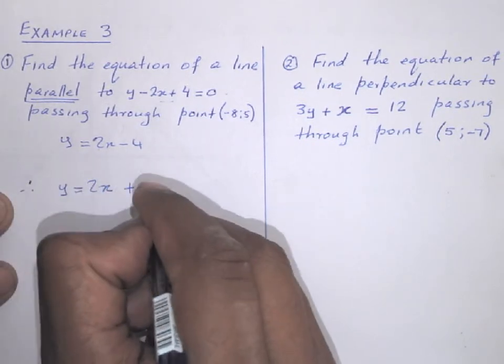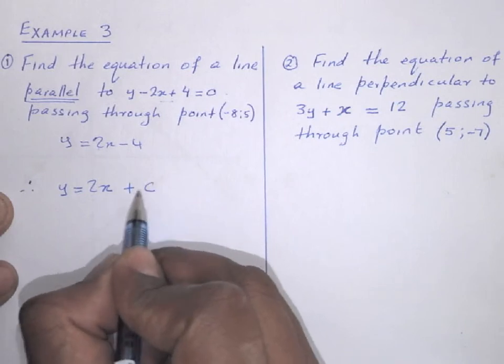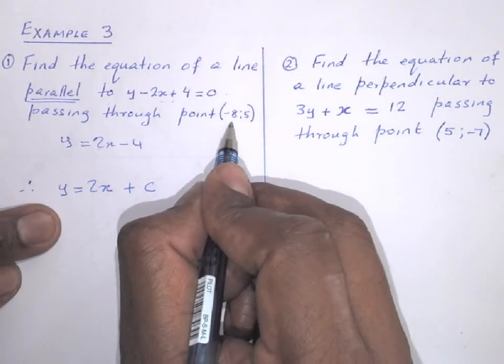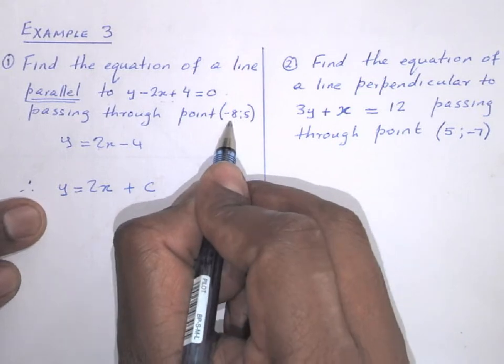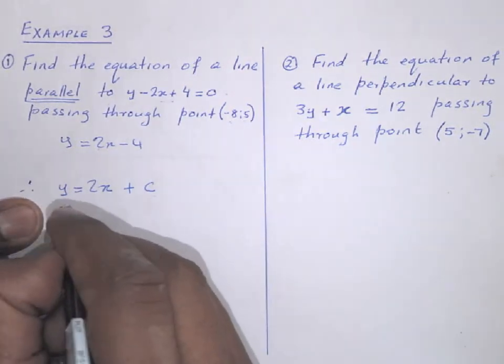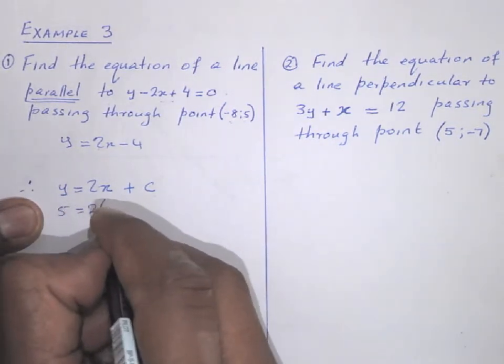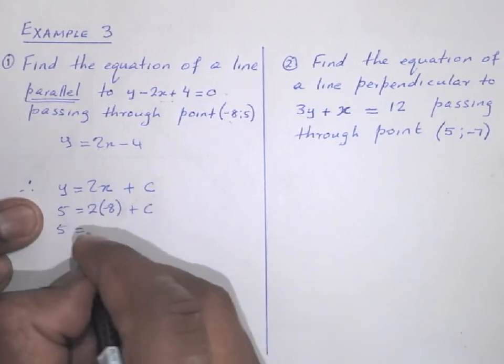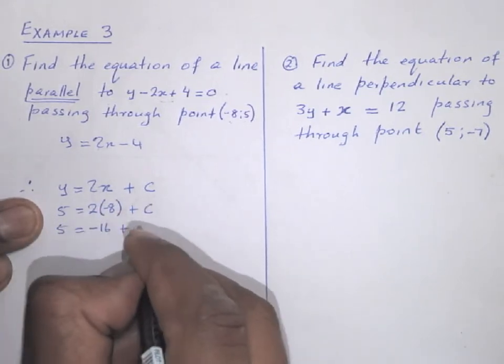What I don't know is the y-intercept, the c value. To find the c value of this new line, I'll have to substitute that point there. X is minus 8, y is 5. So 5 is equal to 2 times x, which is minus 8, then plus c. If I multiply there, I get minus 16, then plus c.